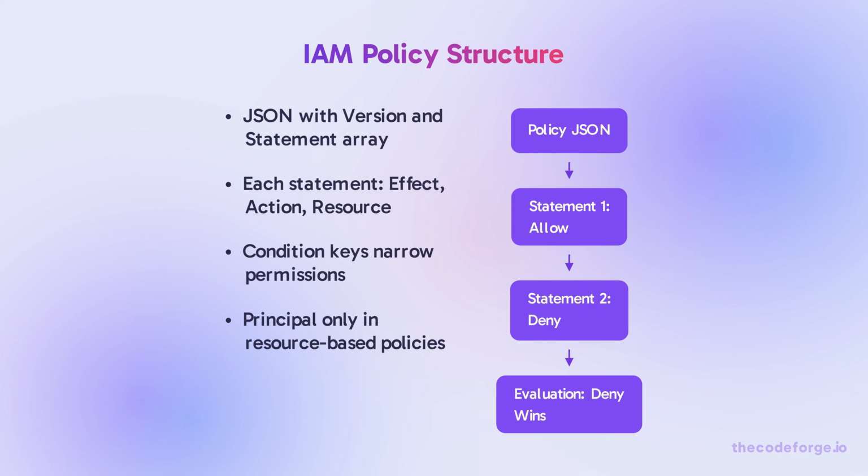Every identity and access management policy is a JSON document. The core is the statement array. Each statement must have effect, action, and resource. Condition keys like Amazon Web Services requested region are your secret weapon for narrowing permissions. Remember, principal is only used in resource-based policies and trust policies, not in identity-based policies.